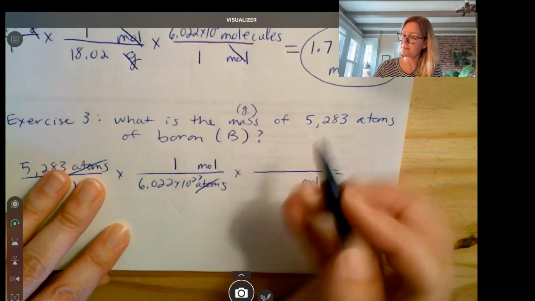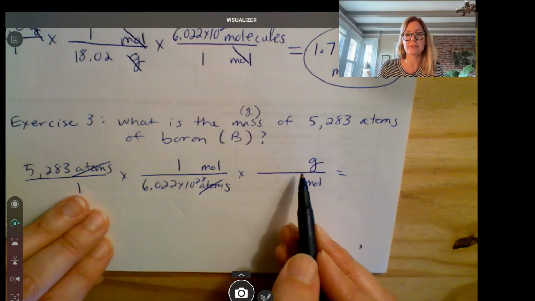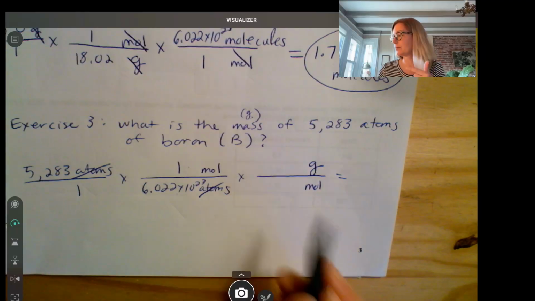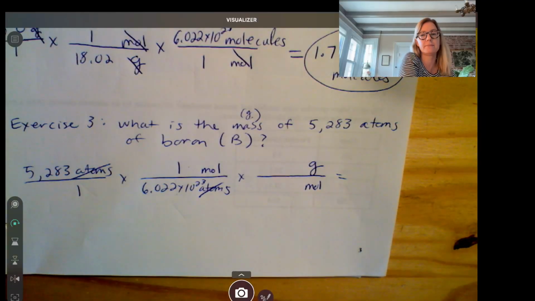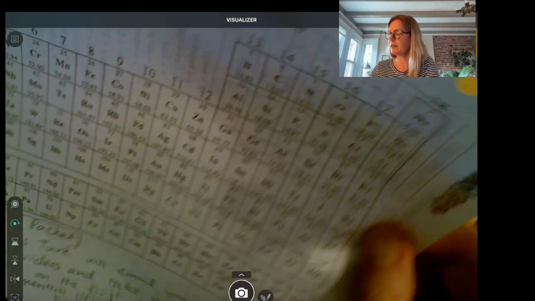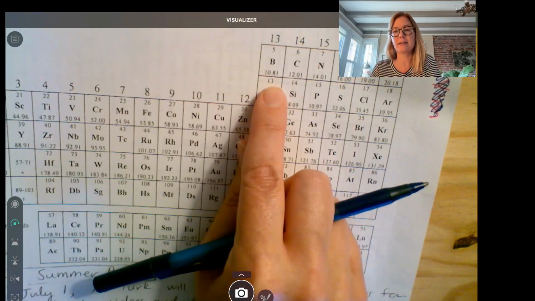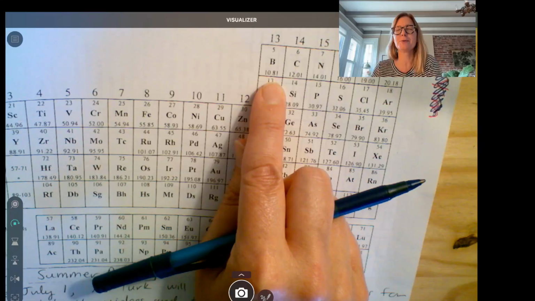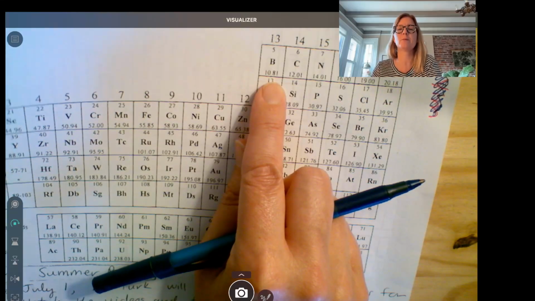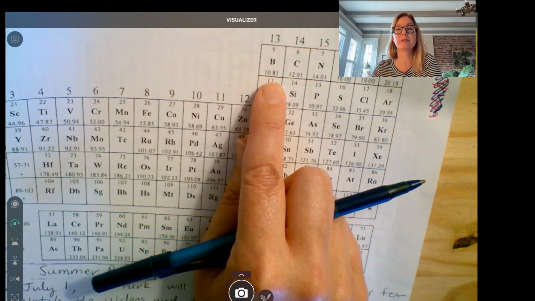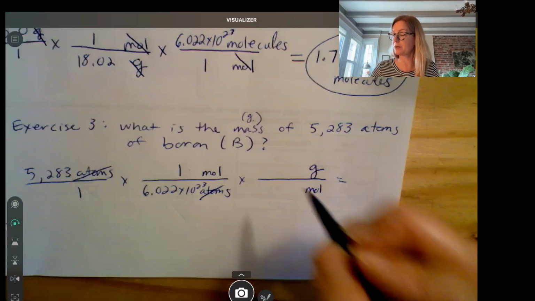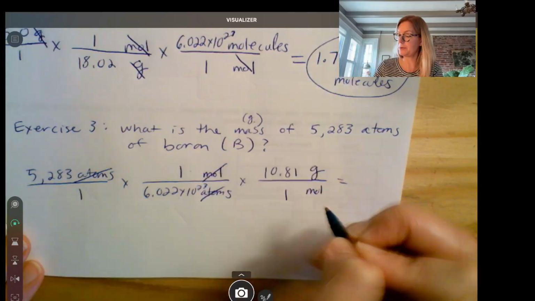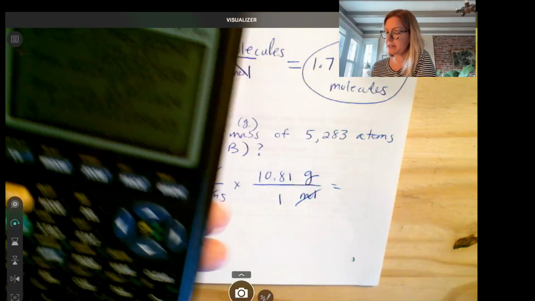The question's asking for mass, which is grams. So we want grams to be on top this time. So we use the molar mass here, which is on the periodic table. We're dealing with boron, B. Okay, so that's nice and easy. We don't need to add anything up. It's just 10.81. Stop and think. Is the molar mass the number of moles in 1 gram, or is it the number of grams in 1 mole? Molar mass is the number of grams in 1 mole. So this number goes where grams is, in 1 mole. Okay, cancel moles.